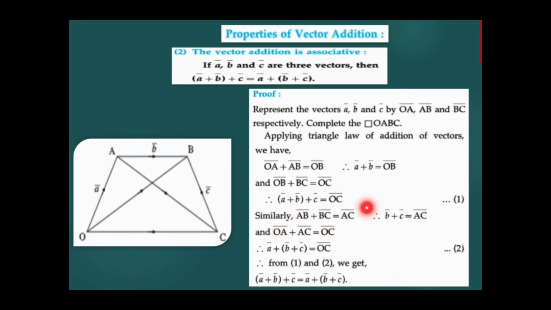Now these both are the values of OC bar. So we equate equations 1 and 2. We get A bar plus B bar plus C bar equals A bar plus B bar plus C bar. But here on the left hand side we add vector A bar plus B bar first, then add with vector C bar. In RHS we add vector B bar plus C bar, then add this vector with vector A bar. That means vector addition is associative. That means we can add any two vectors first, then we add that vector with the remaining vector.